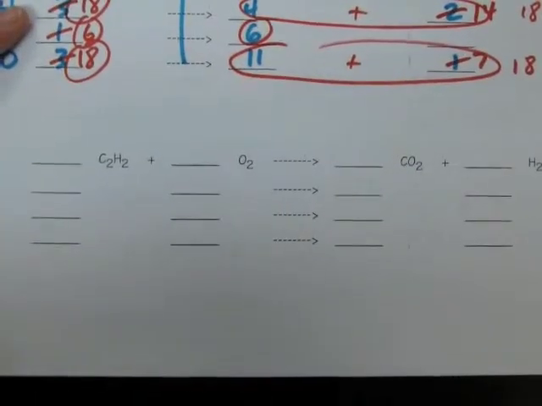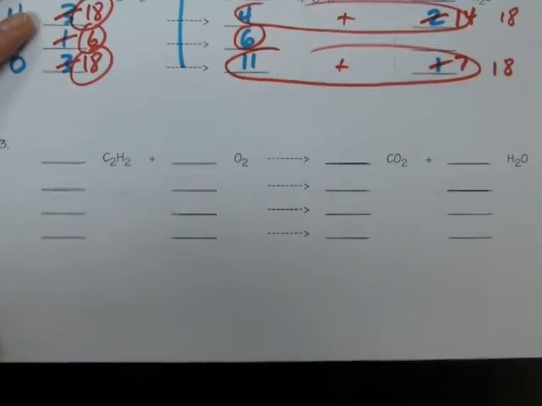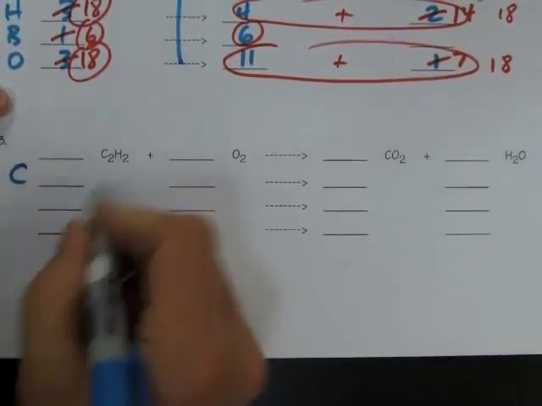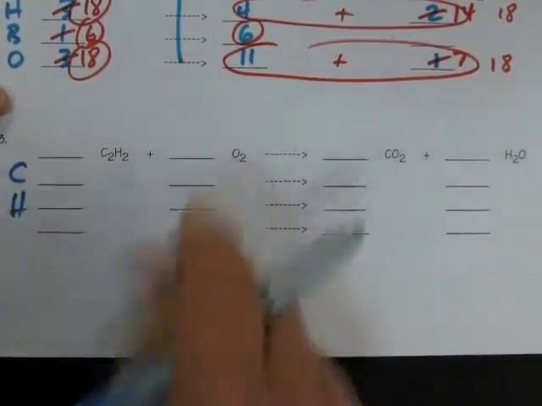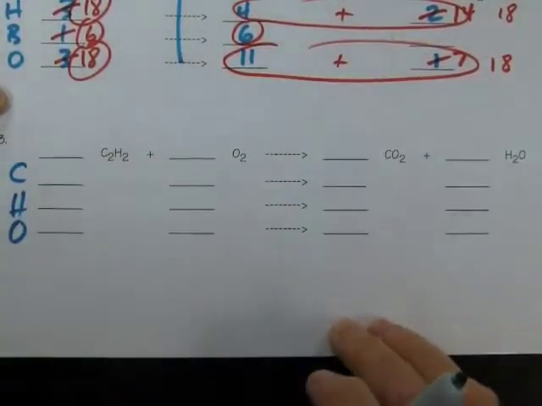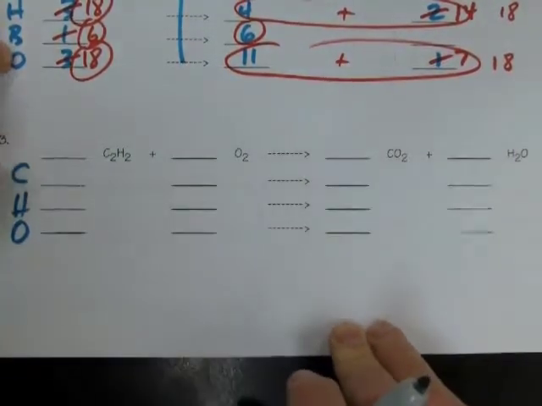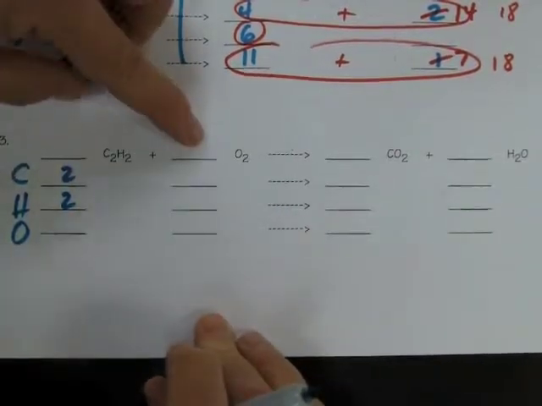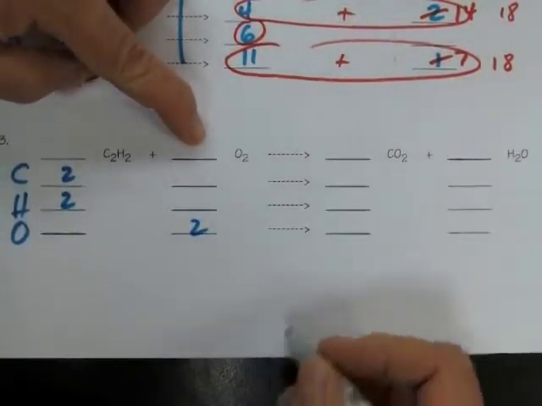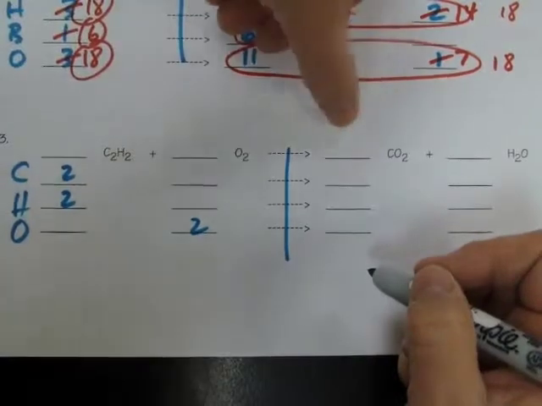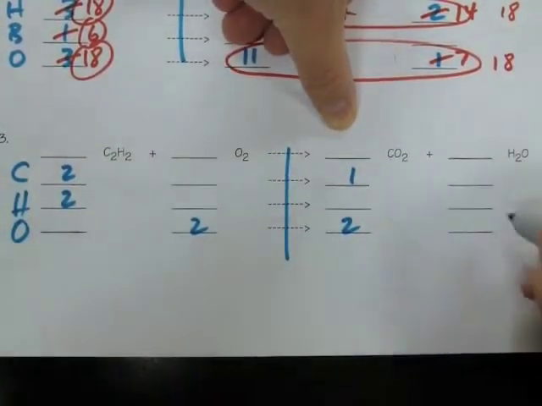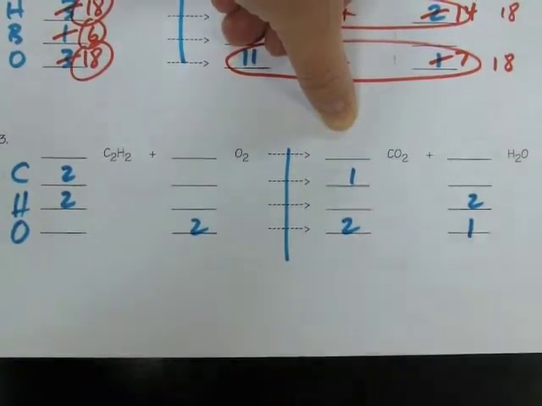And we focus back a little bit. Start by listing the elements down the side. We have carbon and hydrogen, and then over here we have oxygen. And we'll begin by counting how many atoms of each element in each compound. 2 carbons, 2 hydrogens. Over here, oxygen, there's 2 oxygens. Divide the reactants from the products and keep counting. 1 carbon, 2 oxygens, 2 hydrogens, 1 oxygen.